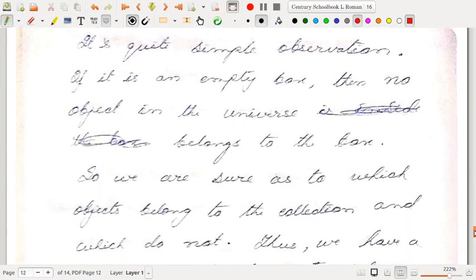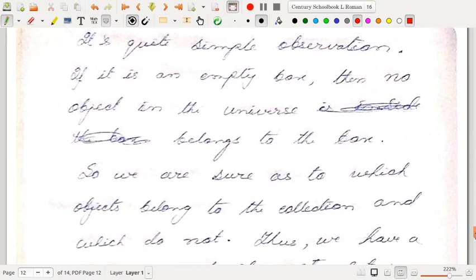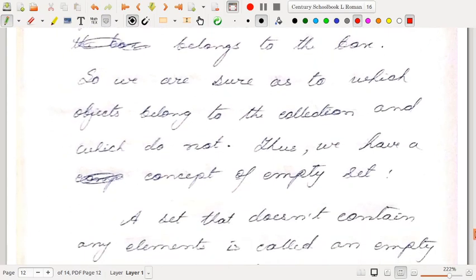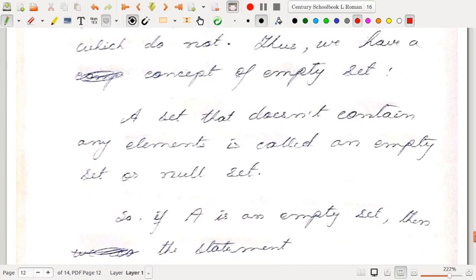If it is an empty box, then given any object in the universe, we can definitely say that this object does not belong to this particular box, because the box is empty, right? So no object in the universe belongs to this box. So we are sure as to which elements belong to the collection and which do not, right? That means we can consider it as a well-defined collection. Thus we have the concept of an empty set. A set that doesn't contain any elements is called an empty set or a null set.